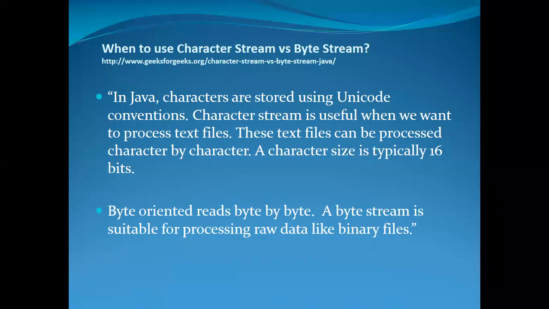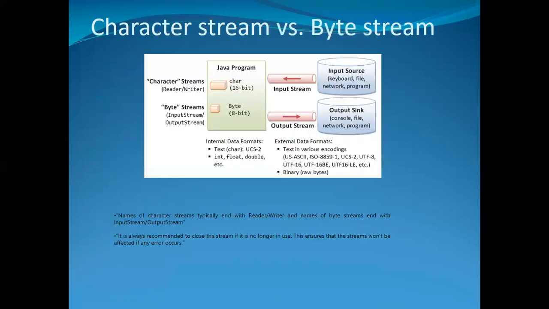All right, so that comes to the next thing on our list: when to use character stream versus byte stream. And here's the website I used. In Java, characters are stored using Unicode conventions, and they're typically used for text files. Byte-oriented streams read byte by byte, and they're used for things like binary files. So this is the way they explained it on this website, and I thought it was good. Character streams use Reader and Writer, and byte streams use InputStream and OutputStream. The character is 16-bit, and the byte is 8 bits. That was a good way to explain it.